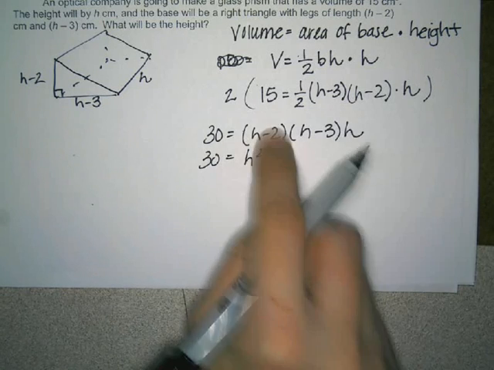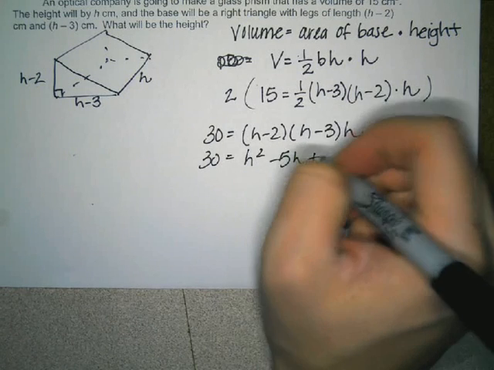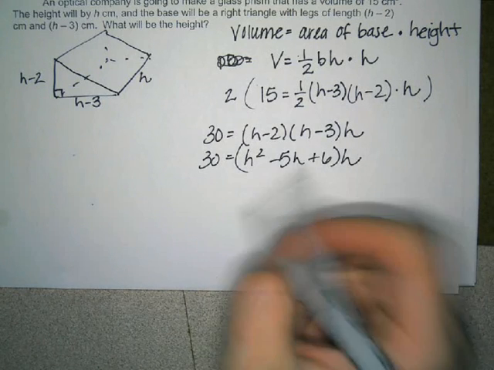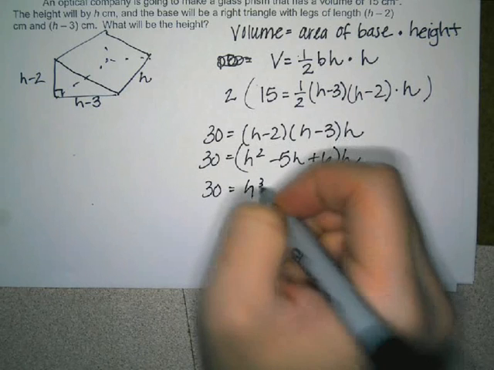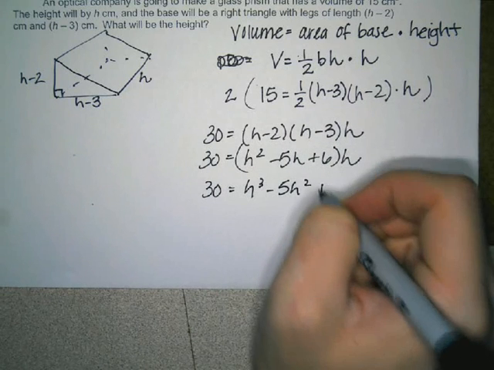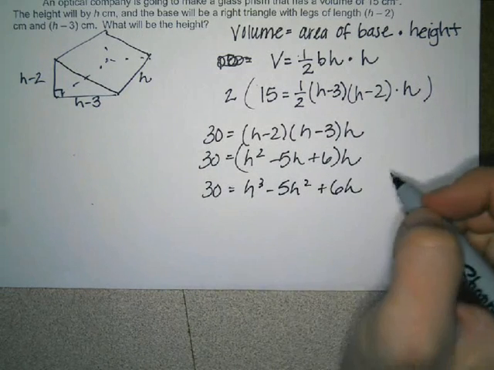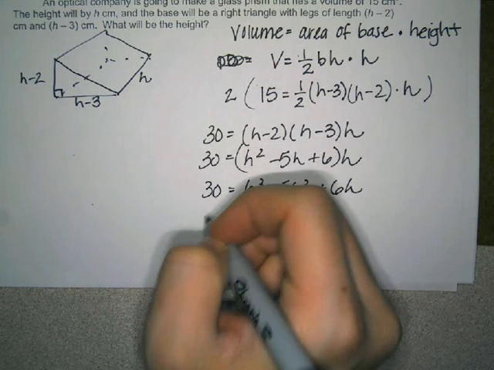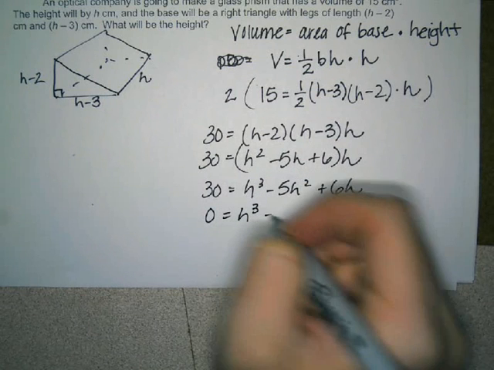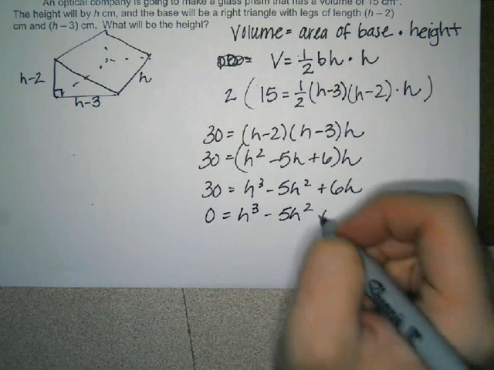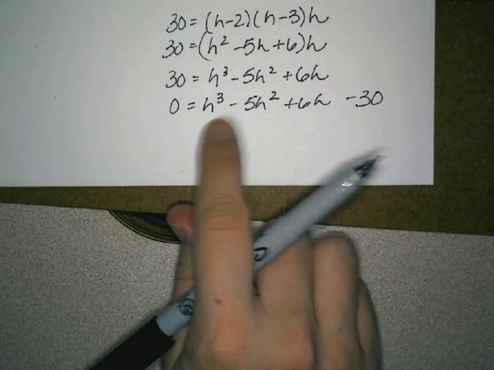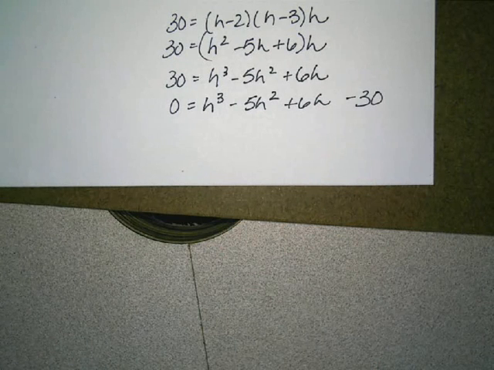To simplify over here on the right so I can move everything over, I'm going to FOIL those together. Outer and inner give me -5h, and then 6. But I'm going to distribute that h through. And then the last thing I would have to do before I start to solve is move the 30 over. Because whenever we solve, you need a good starting place, and this is our good starting place since we're going to be solving by hand.